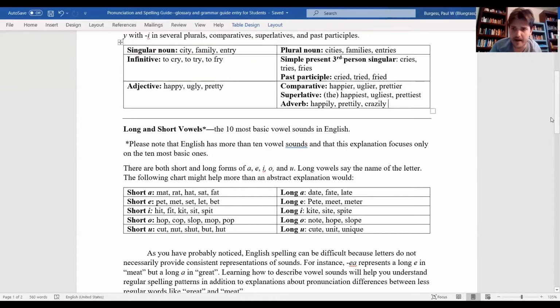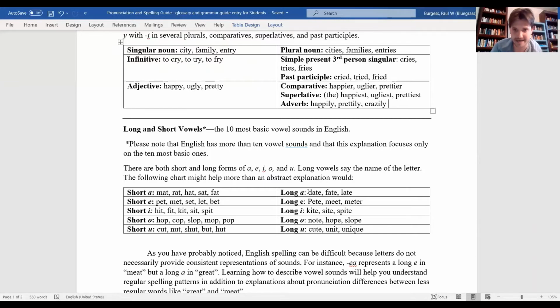Basically, the long vowels are the ones that sound like the names I mentioned earlier: A, E, I, O, U. So examples we would see in this list are date, fate, late. Day, a, fate, fay, a. All right. Long E, E. Pete, E. Meet, E. Meter, E. The first E in meter.